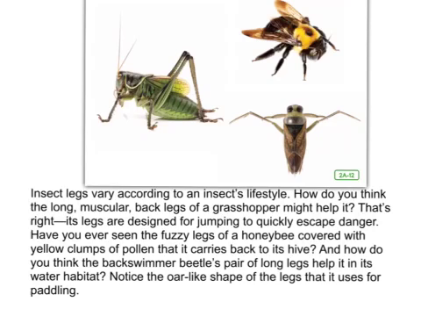Insect legs vary according to an insect's lifestyle. How do you think the long muscular back legs of a grasshopper might help it? That's right, its legs are designed for jumping to quickly escape danger.